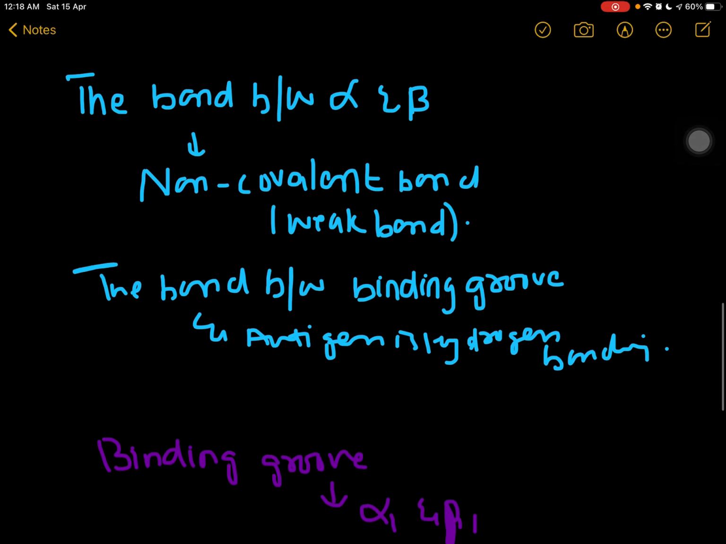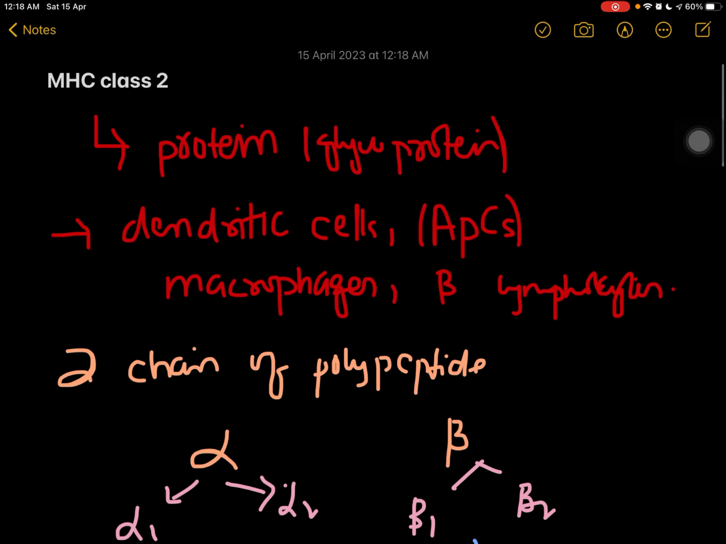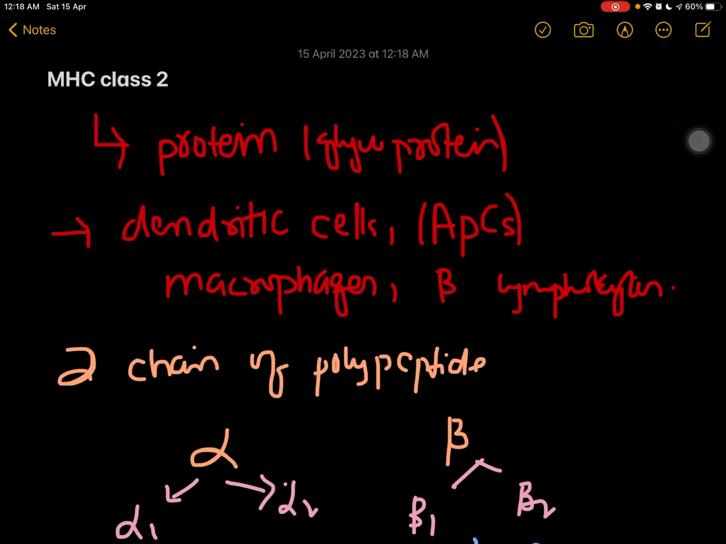And if we talk about this transmembrane, alpha 2 and beta 2, these both anchor the whole MHC to the cytoplasm, right? So I hope this is clear to you. If you have any kind of queries, you can ask in the comment section.